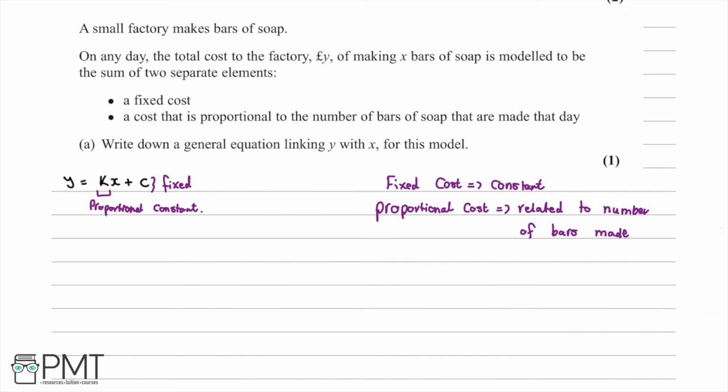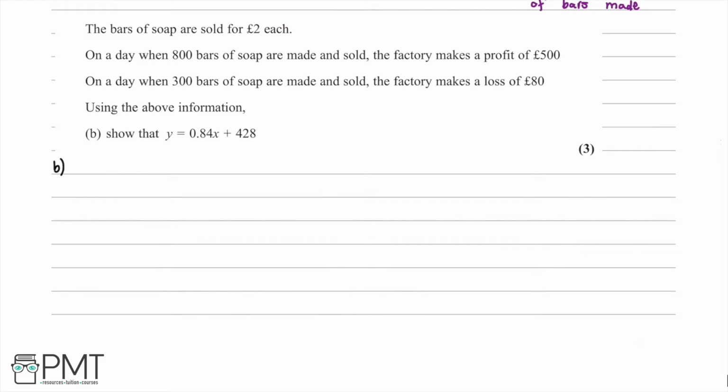In this part of the question there was 1 mark available, and we received our 1 mark for stating the correct equation here. We're then given some further information, and we're told that the bars of soap are sold for £2 each. And we're told that on a day where 800 bars of soap are made and sold, the factory makes a profit of £500. And on a day when 300 bars of soap are made and sold, the factory makes a loss of £80. And we're asked to use this information to show that y is equal to 0.84x plus 428.